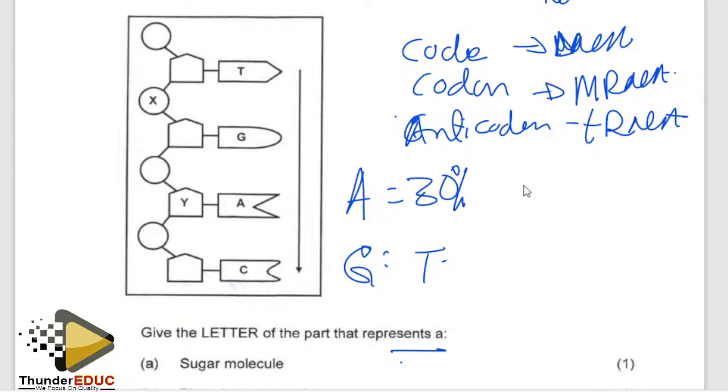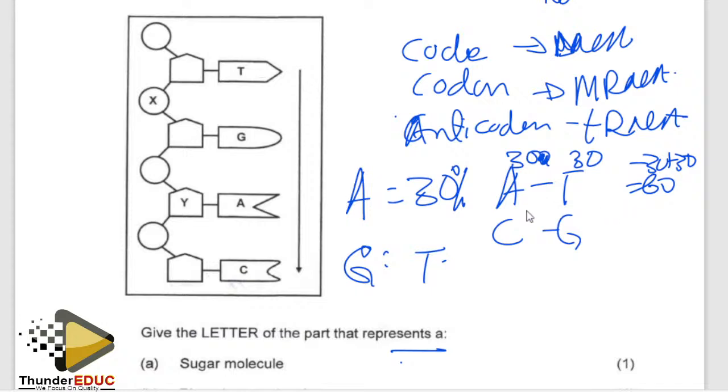Guys, you have to know how to do the base calculation. A goes with the T, C goes with the G. If this is 30%, automatically this is also 30%. So 30 plus 30 gives me 60. Remember, this is percentage, né? Percentage means 100. So 100 minus 60 gives me 40%. So this 40% is for these two. Divide by 2, so it's going to be 20 and 20.